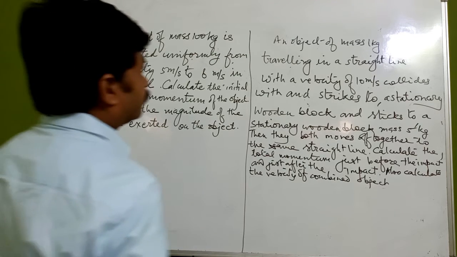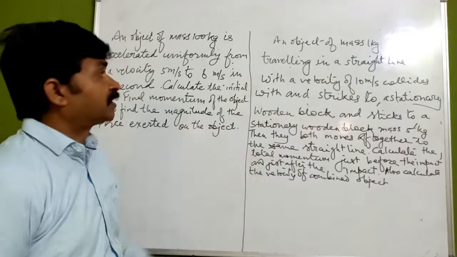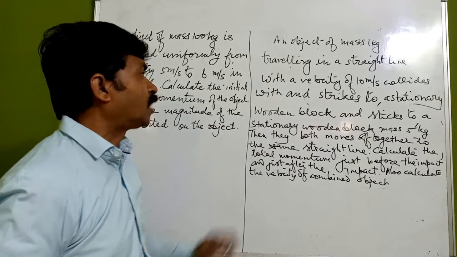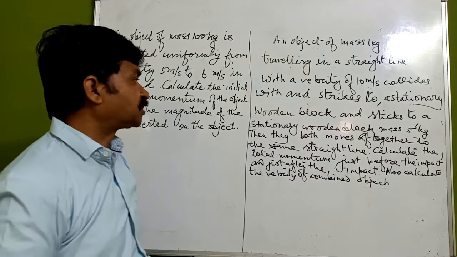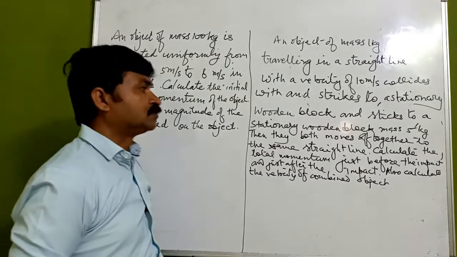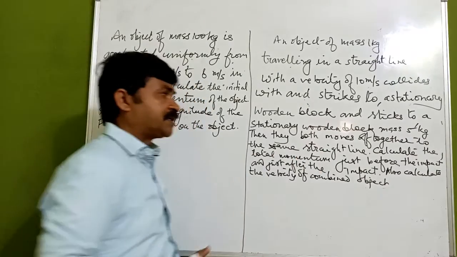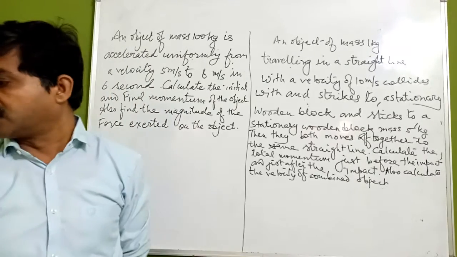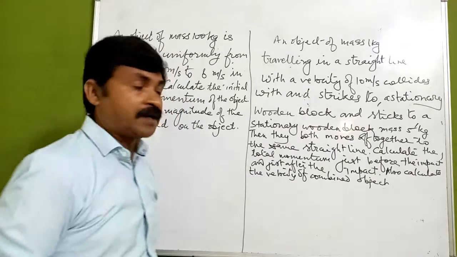Yes, students, here we will go with the object with a numerical. An object of mass 1 kg traveling in a straight line with a velocity of 10 meter per second collides with and strikes a stationary wooden block and sticks to the stationary wooden block of mass 5 kg. Then they both move together in the same straight line. Calculate the total momentum just before collision, the total momentum after collision, and the velocity of the combined objects.